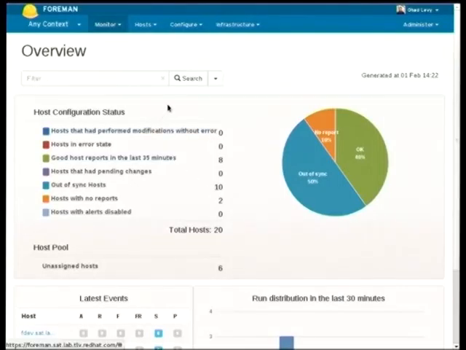Let's see. All right, so this is Foreman's dashboard. Here we can see a pie chart showing us in which state our systems are. I can see that 40% of my systems are in OK state. That means that they've run a configuration agent, let's say Puppet, Puppet executed, and there were no changes. That means the policy that we predefined is applied, everything is working, great, move on. Out of sync basically means the agent did not run, and we don't know what the actual state of the system is at the moment.